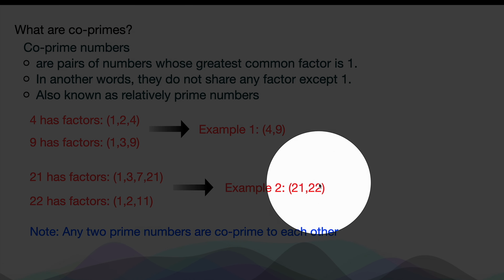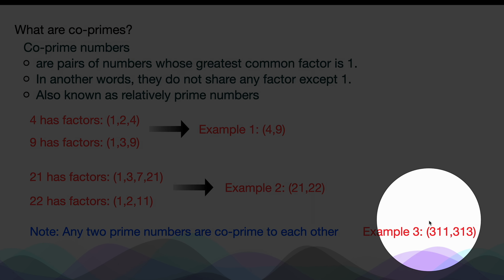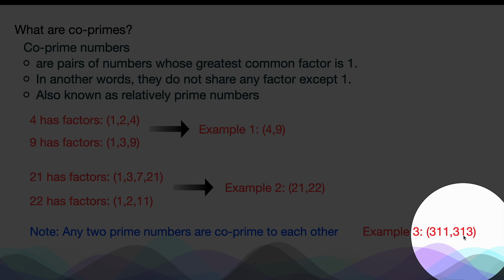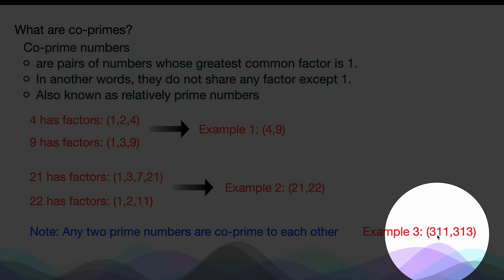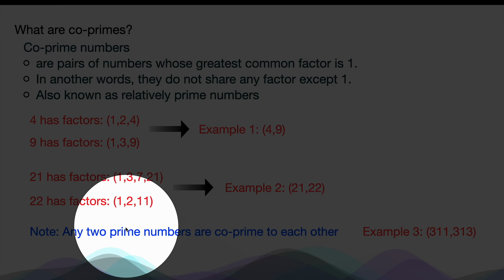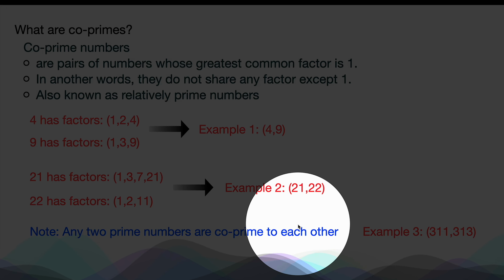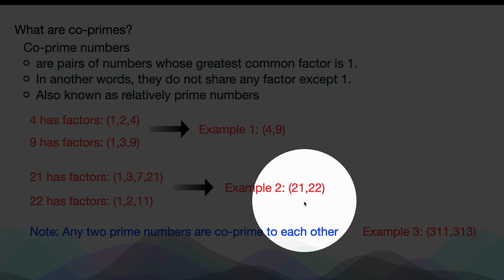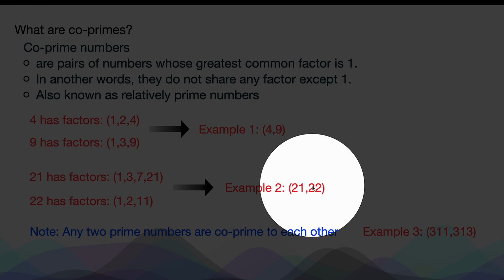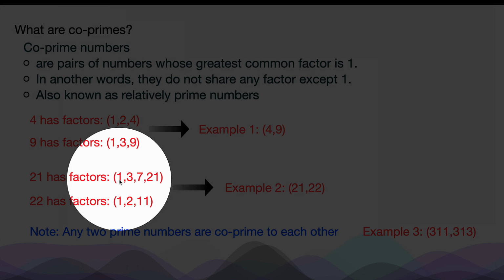But let's say we have two numbers a and b, and both a and b are prime numbers, then they definitely form a coprime. We will see one example, 311 and 313. Both these numbers are individually prime numbers. 311 is a prime number, 313 is a prime number, and together they form a coprime. So any two prime numbers are coprime to each other. That is a guaranteed thing. But we can also have a situation where the individual numbers are not prime numbers, but together they form a coprime. Why? Because the only common factor between the two is 1.